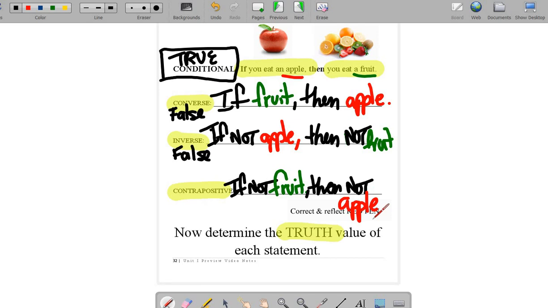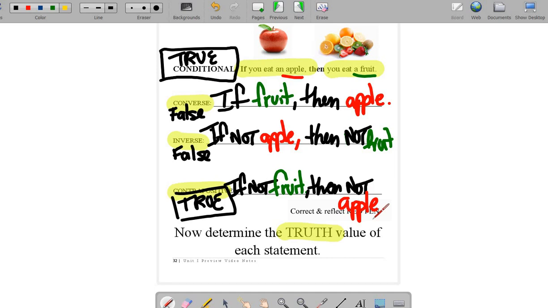Contrapositive. If I've not eaten fruit, then I've not eaten an apple. Now that one's true. Because an apple is fruit, if I don't eat a piece of fruit, then I could not have eaten an apple. So this is a true statement. This is one of our logic laws. And the logic law is this.